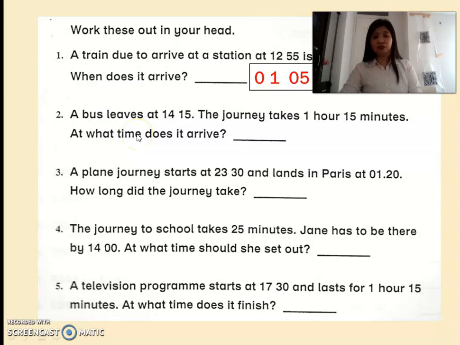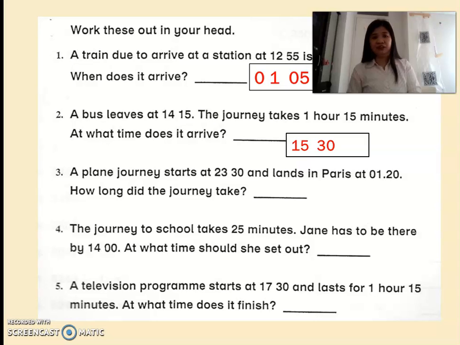Okay, next. A bus leaves at 14:15. The journey takes 1 hour 15 minutes. At what time does it arrive? So, time started 14:15, duration 1 hour and 15 minutes. So 14:15 plus 1 hour will become 15:15, plus 15 minutes will become 15:30.